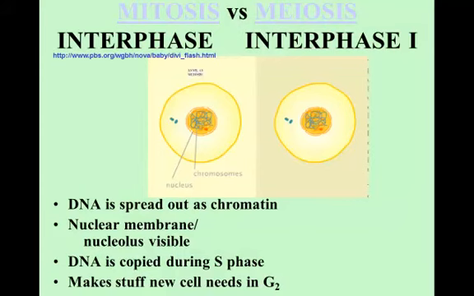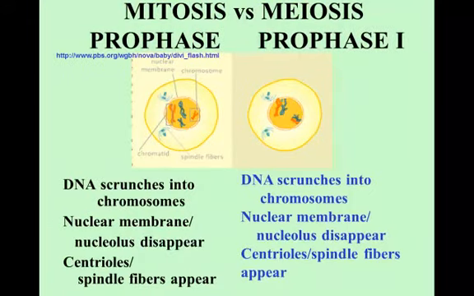And that same thing is going to happen for a cell getting ready for meiosis. In interphase 1, all of those same things are true. We don't have to learn a new phase. We're going into prophase. We scrunch up our chromatin into chromosomes to be easy to move. We lose our nuclear membrane and our nucleolus so that we can move the chromosomes around. They have room to move.